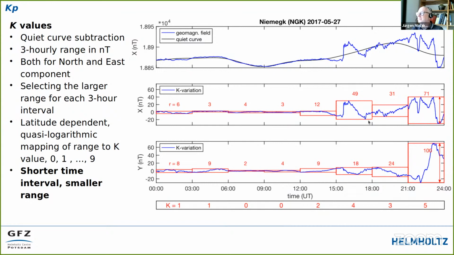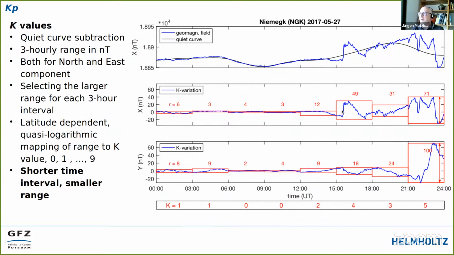And here I have plotted for each 3-hour interval a red colored box, which starts and ends at the start and end of the 3-hour interval, and which goes from the maximum value of the X variation to the minimum value. And the number on top, for example here 49, is the difference in nanotesla between those two points.